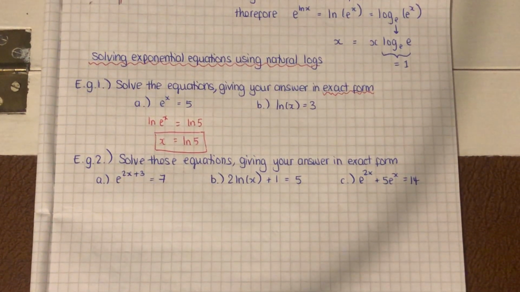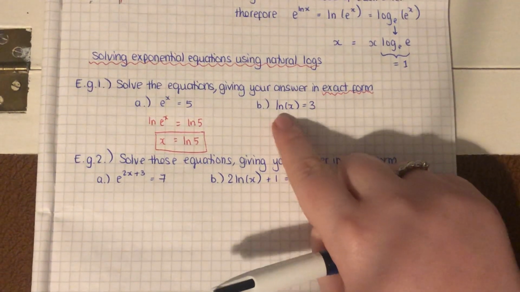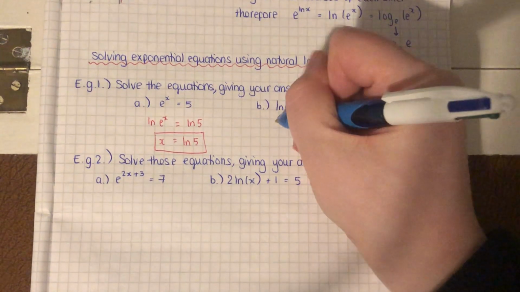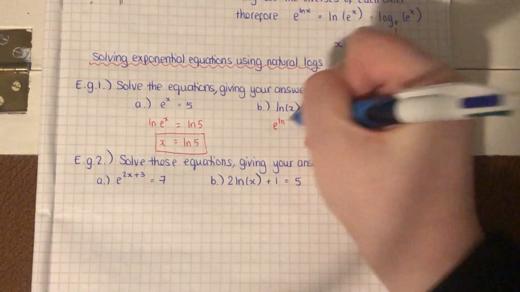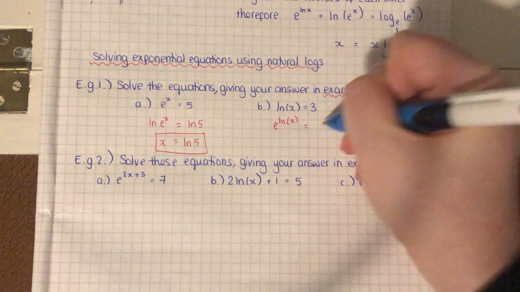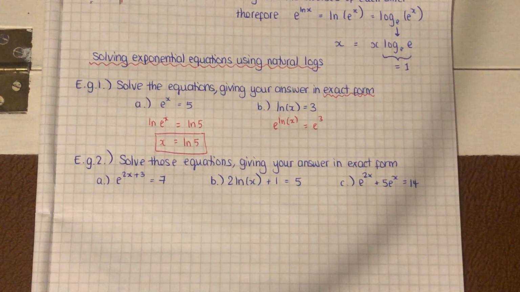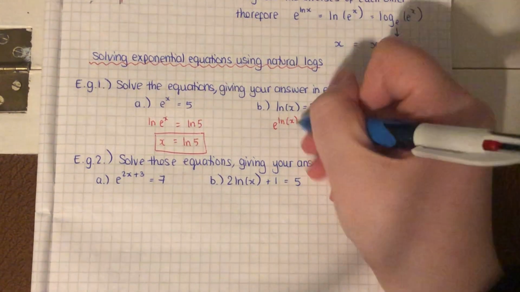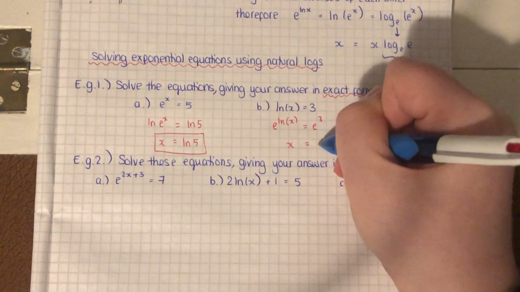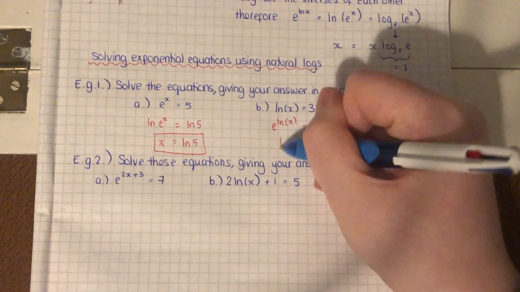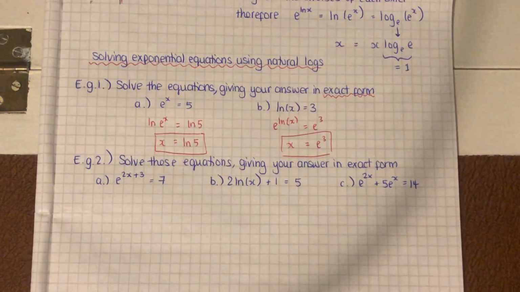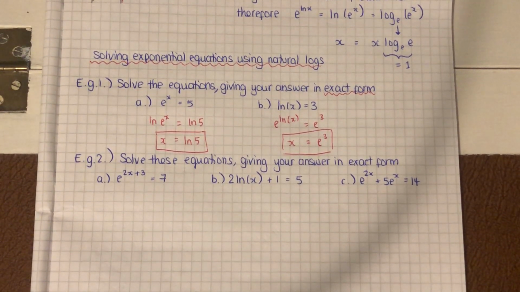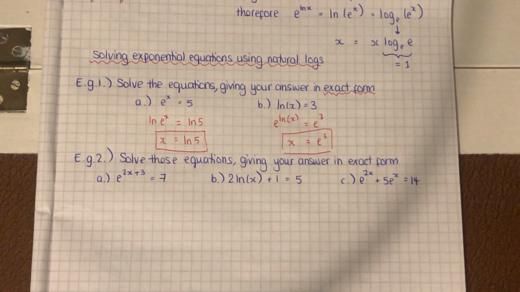Similarly for the next one, if we have ln of x equals 3, to get rid of the ln, we do the exponential of it, and again the exponential of the other side. The exponential and the ln cancel each other out, so you'll just be left with x, and this side will still be e to the power of 3. So these are the most basic ones that you can get. And using similar skills, we'll then be able to do the harder ones that are below.